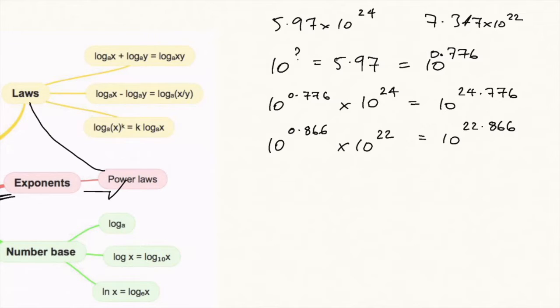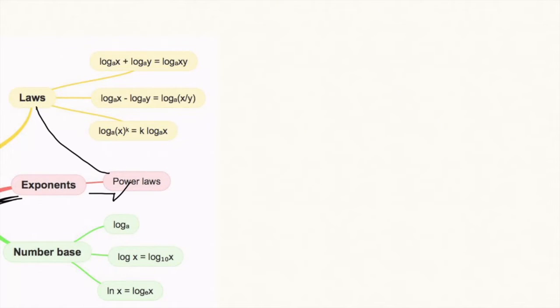Finally, we need to divide these. Since when dividing powers are subtracted, we do the same with logarithms. 24.776 subtract 22.866, and our division becomes a much simpler subtraction, giving 10 to the power 1.910. But we need that as a number we recognise a lot more easily, so we calculate that as 81.3. So that's the addition being equivalent to multiplication dealt with, and the subtraction being equivalent to division.